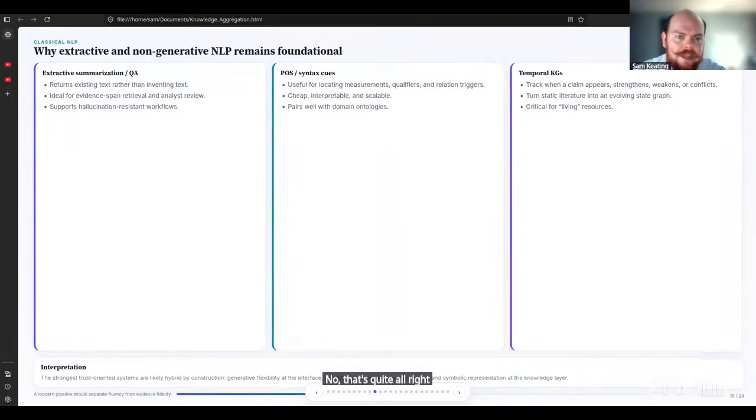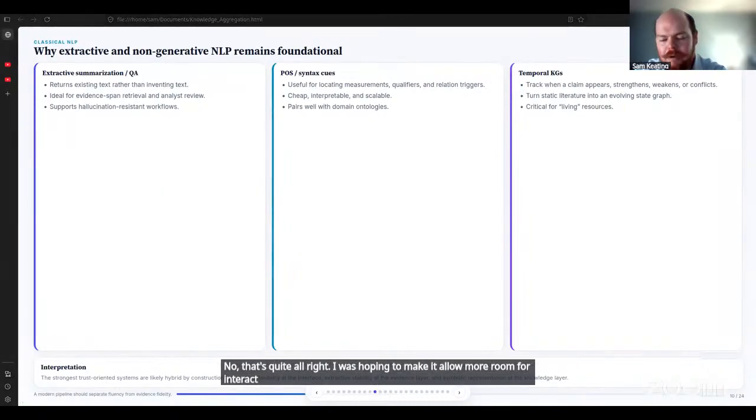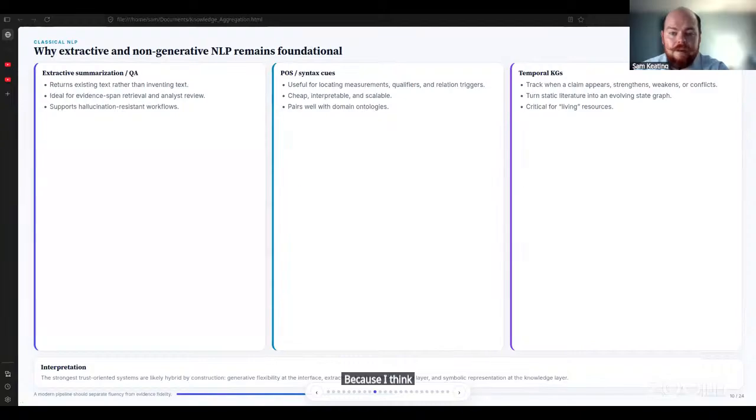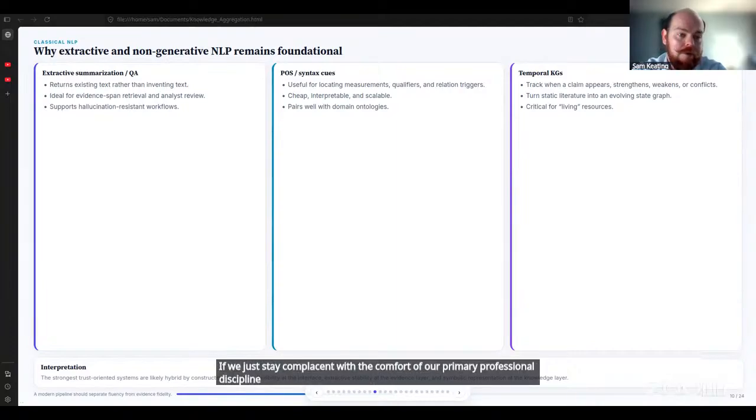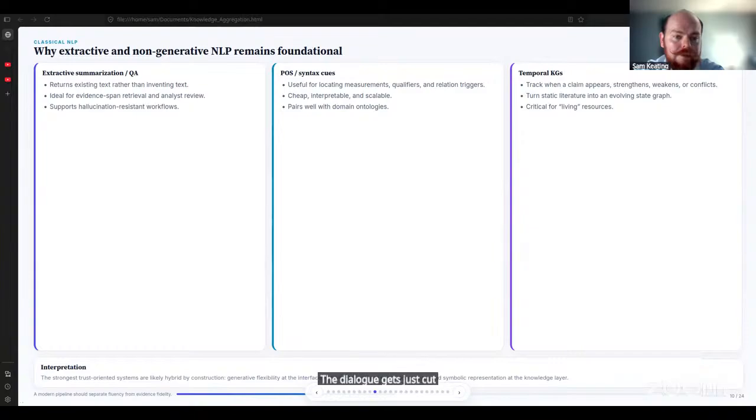I was hoping to allow more room for interactive discussion. I appreciate that people put comments into the Zoom chat, because I think it's ultimately about a dialogue. If we just stay complacent with the comfort of our primary professional discipline that operates like a bubble, the dialogue gets cut off too often.